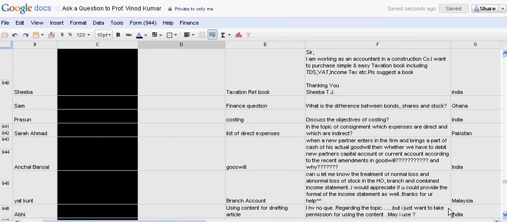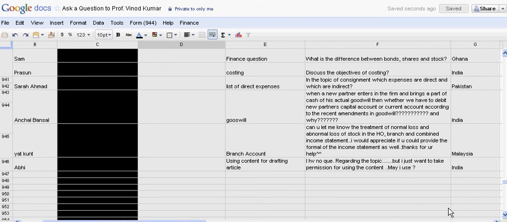Next question from Uncle Bansal from India. When a new partner enters in the firm and brings a part of cash of his actual goodwill, whether we have to debit new partner's capital account or current account according to the recent amendment in the goodwill, and why? Actually, we have to debit current account. And why? Uncle Bansal, I will provide your answer to your email after getting some reference.